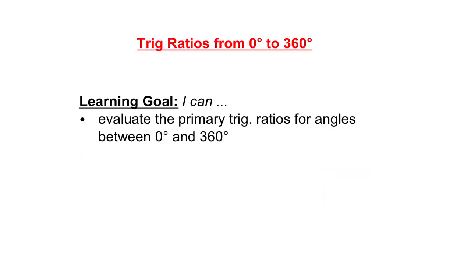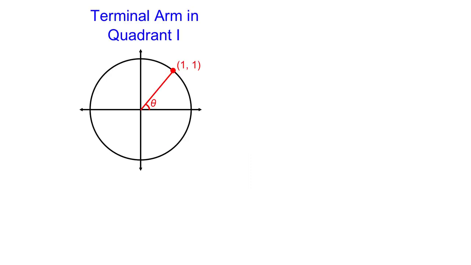Now we're going to extend our understanding of the ratios sine, cosine, and tangent, the trig ratios, not just with the special angles, but to any angle between 0 and 360 degrees, a full circle. So we're going to evaluate the primary trig ratios for angles between 0 and 360 degrees. Now, when we're talking about angles from 0 to 360 degrees, this is of course a full circle. And I want you to visualize this and keep this in your mind as we go through this.